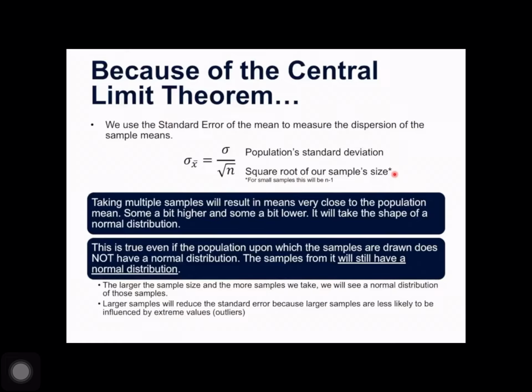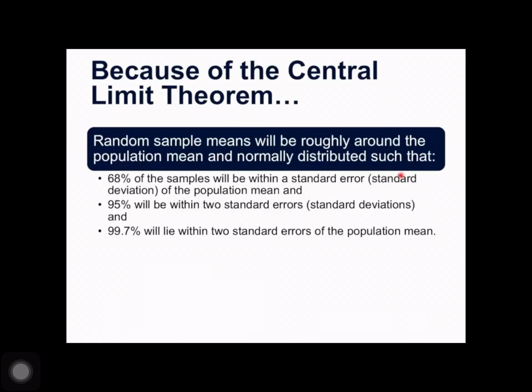If we take multiple samples, we know that the means that we get from those samples are going to be very close to the population mean. Some will be a bit higher, some will be a bit lower, but it will take the shape of a normal distribution. We just demonstrated that in the prior slide. This is true even if the population that the samples are drawn from is not normal. We showed that with the skewed distribution. It still becomes normal. So the larger the sample size and the more samples we take, the more normal it will become. So this is really the wisdom and the insight that we have for inferential statistics.